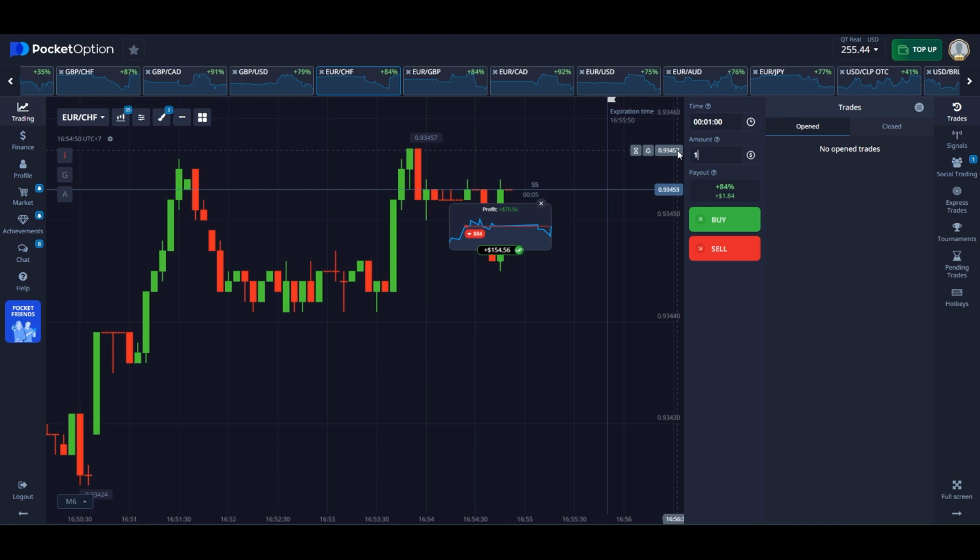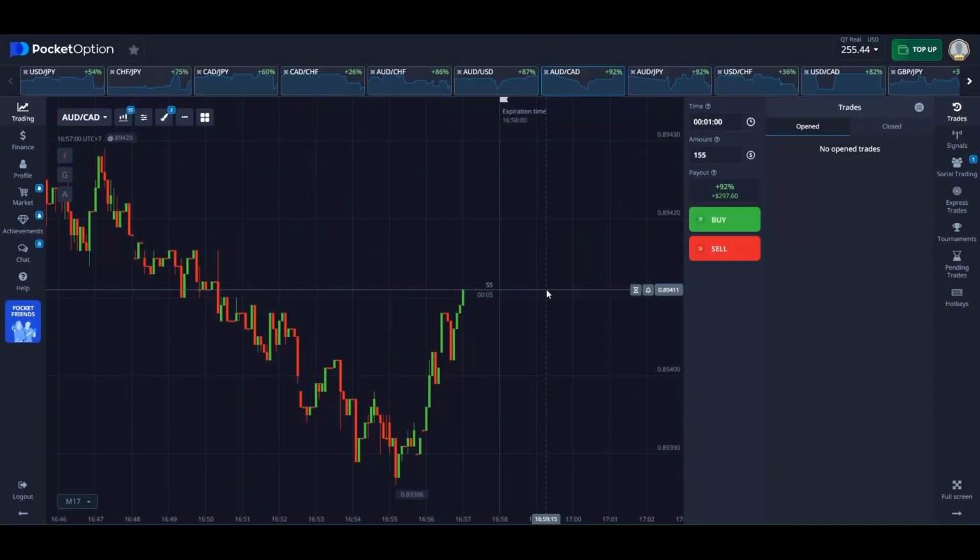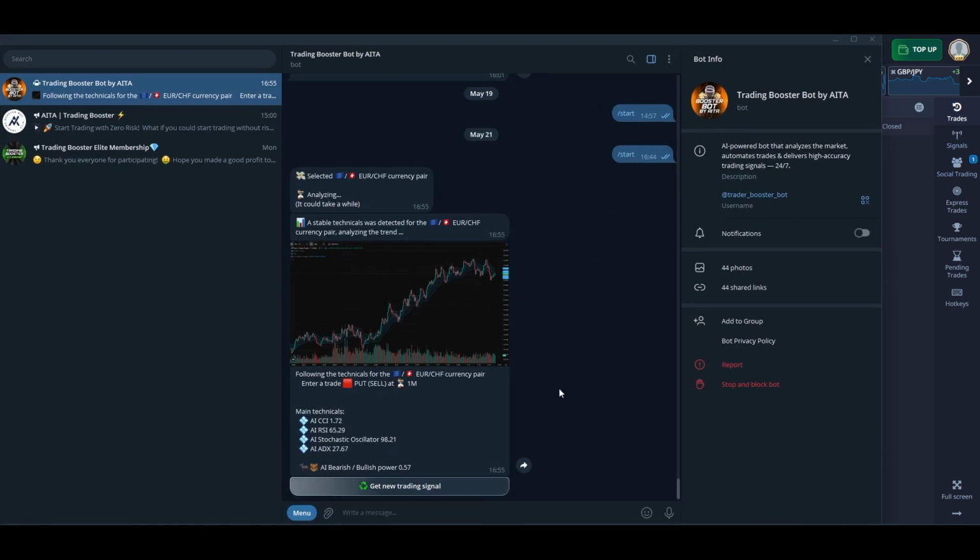I'll open the next trade for $155 and $100 will remain in my balance. The next currency pair is the Australian dollar to Canadian dollar. I'm switching to the booster bot.